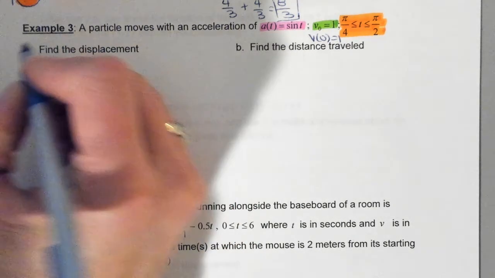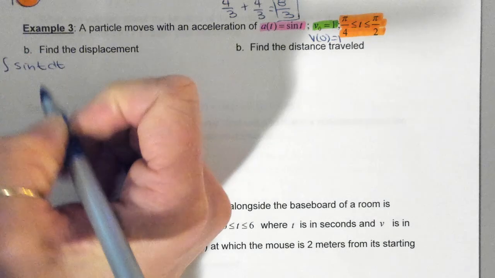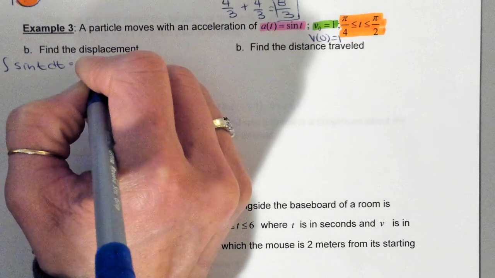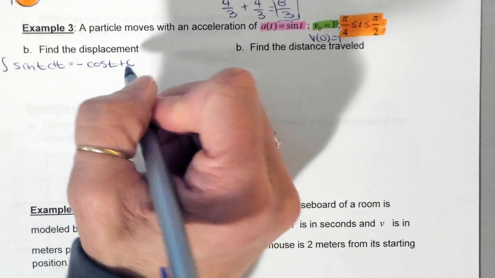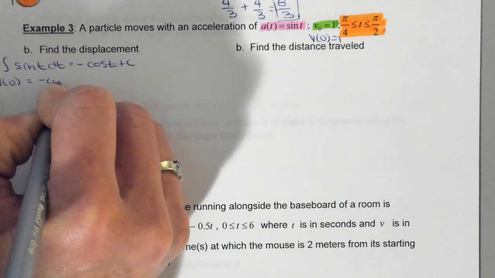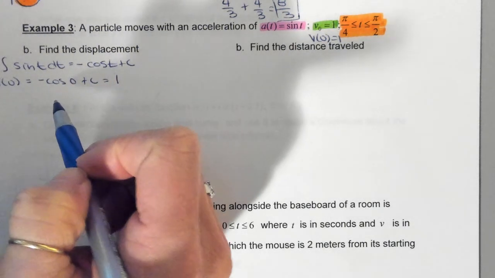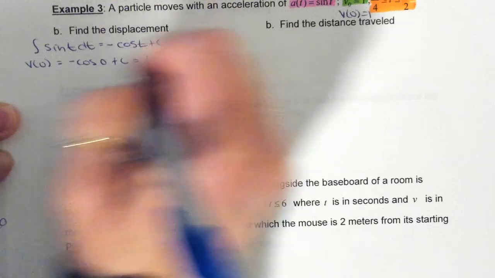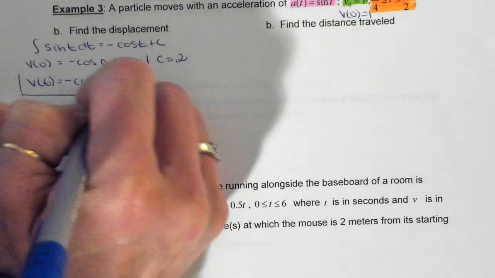Okay. So the first thing we need to do is integrate the sine of t dt. What is the integral of the sine of t? Yeah, it's negative cosine of t plus c. All right, now I need to find the c value. So we have v of 0 is equal to negative cosine of 0 plus c, and we're saying that that's equal to 1. What's cosine of 0? 1. The opposite of 1 is negative 1. You add it. What is your c value? 2. It is 2. So that means my velocity function is negative cosine of t plus 2. This is important.